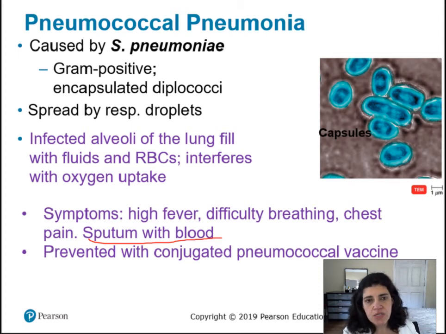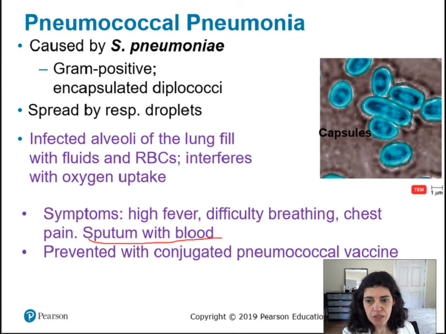Remember that also S. pneumoniae can cause ear infection, sinus infection, meningitis. It can cause other diseases, and bacteremia. So that's where it becomes dangerous, right? Bacteremia, if it causes sepsis or if it causes meningitis. That's why pneumonia needs to be treated. Mostly.